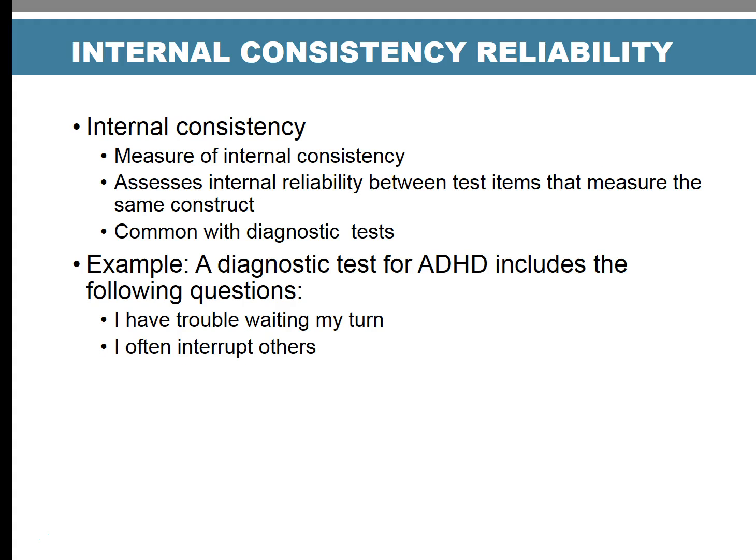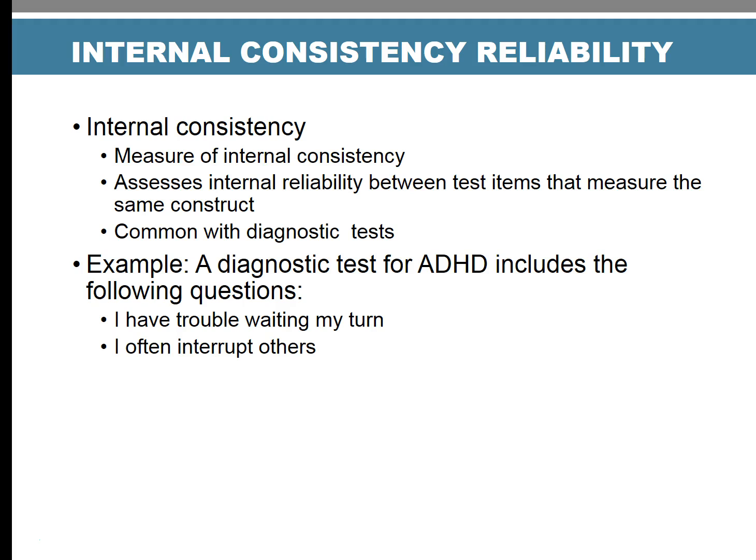With internal consistency reliability, we're measuring the internal reliability between test items that measure the same construct. A construct is a group of ideas. So we want to get at the construct of impulsiveness. And on this ADHD test, we have the following questions. I often have trouble waiting my turn, and I often interrupt others. These are different questions that are going to be mixed up at different time points in the test that the person has taken. They're measuring the same construct, which would be impulsivity.